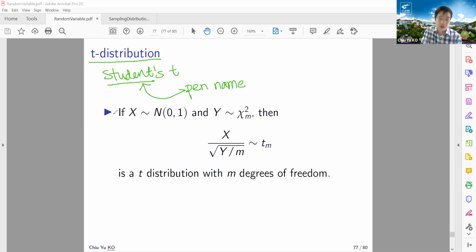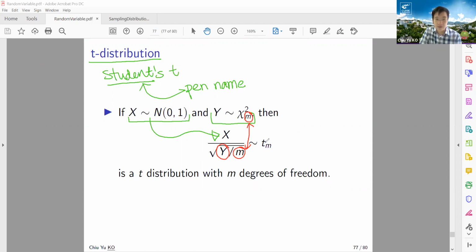So what is Student's t? It turns out to be a fraction. A standardized normal is at the top, and the denominator is the chi-square of degree of freedom m divided by m, and take the square root. Something very weird.